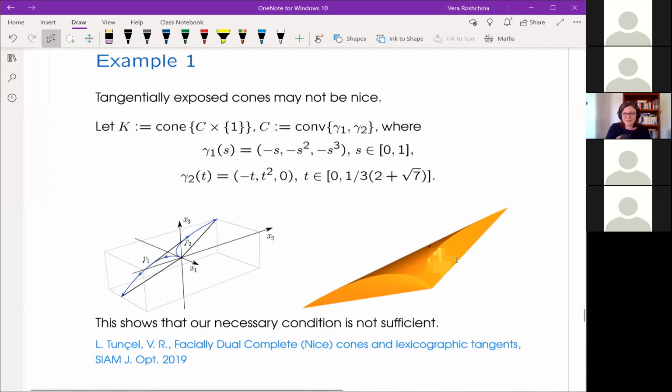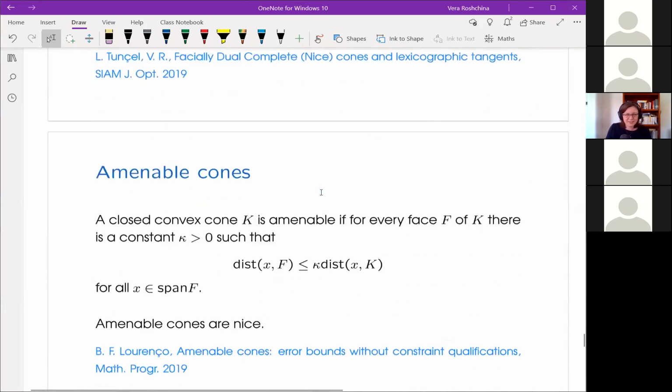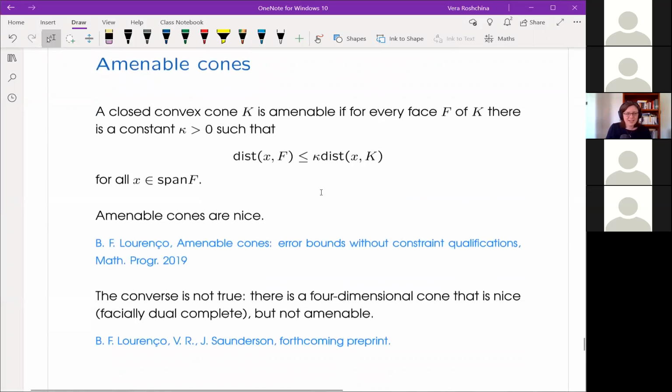There are also examples in 4-dimensional spaces. So when we draw things, we have to take 3-dimensional slices, because nothing interesting happens in terms of those conditions in 3 dimensions. And then maybe I'll just move to the last point, the very most recent thing.